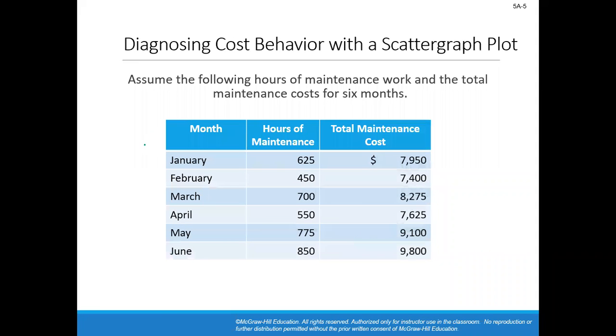Say we have been given some information about a cost, and we would like to analyze whether it is a mixed cost, or rather a kind of fixed and variable separately. So you see, what does it indicate? It indicates the hours of maintenance and the total maintenance cost.